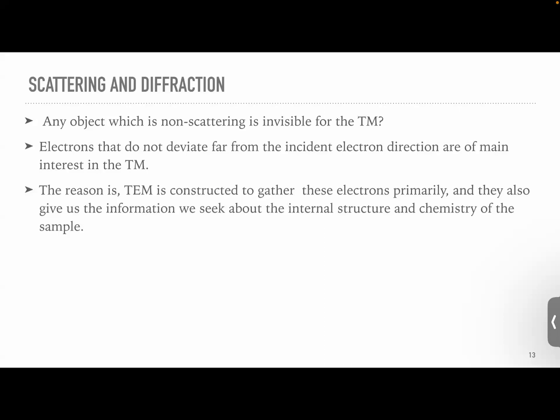It means they have lost a very large amount of energy. It means we don't know how many times they are scattered and how much energy they have already lost when they have come out of the sample and the detector has detected them. So we need those electrons which have not deviated too much from the incident beam.